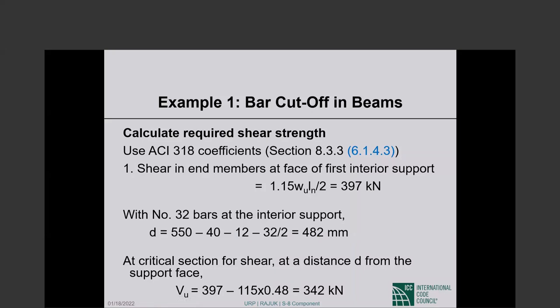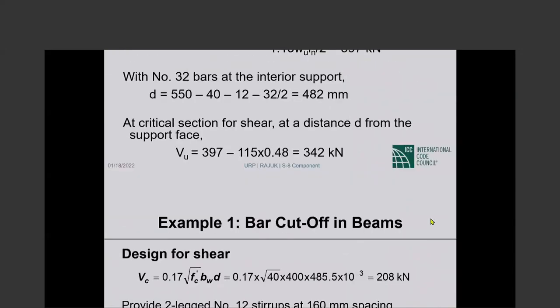So at the critical section for shear at a distance d from the support face, at the support face we have a shear of 397. The effective depth is 482 millimeters. So the critical section is 482 millimeters from the support. At that critical section, the shear goes down from 397 to 342 kilonewtons.